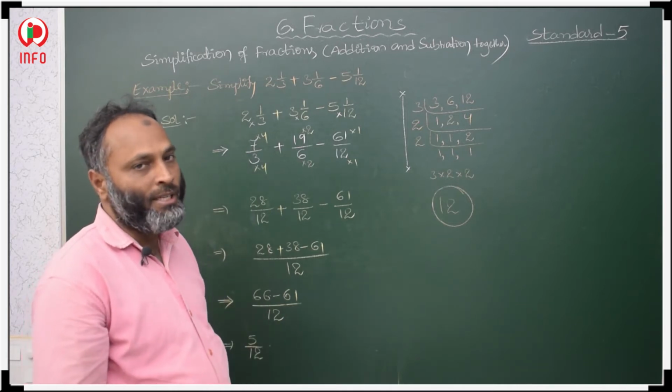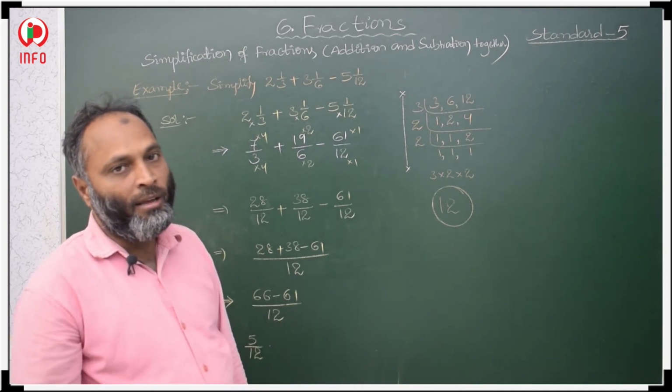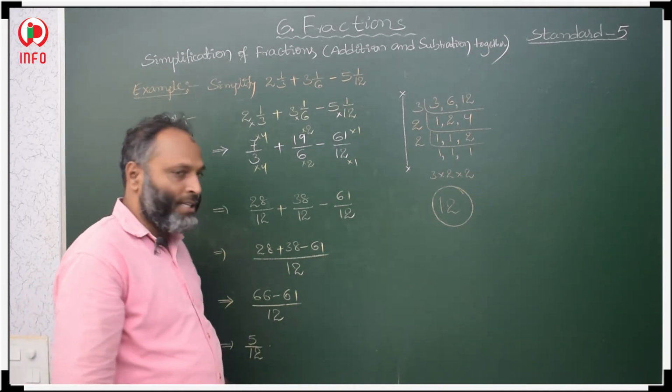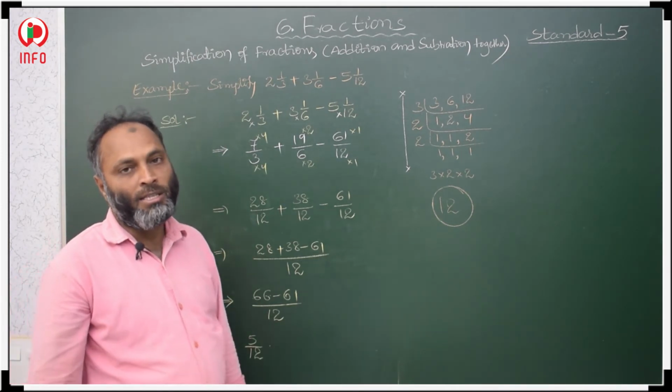If an improper fraction is there in the answer, then we have to convert it, but here it is already a proper fraction, so this one is our answer. 5 by 12 is our answer. Okay.